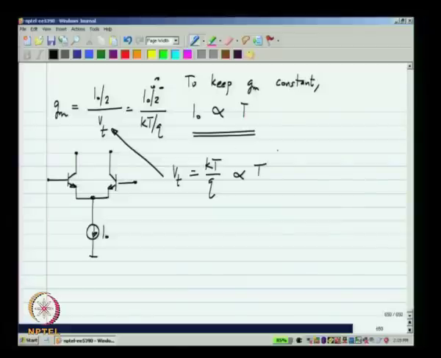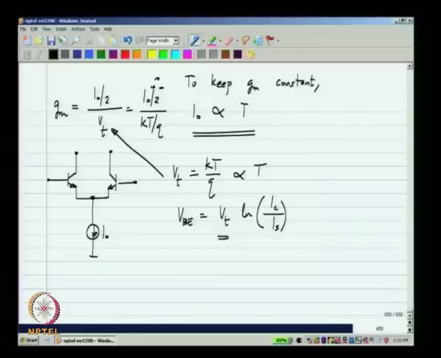So, we can use this to try and come up with something that is proportional to the absolute temperature. We do know that the base emitter voltage of a bipolar transistor, or the forward bias voltage of a diode, is Vt times the natural logarithm of the collector current divided by the saturation current. So, in this we have a term that is proportional to the absolute temperature.